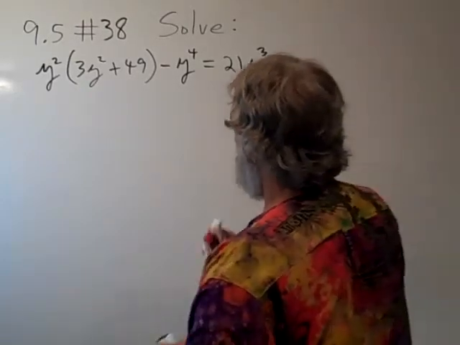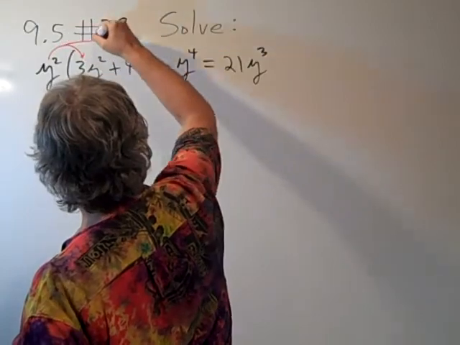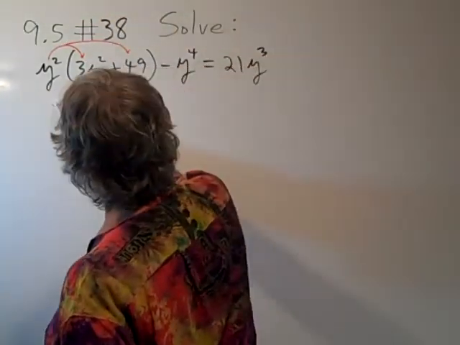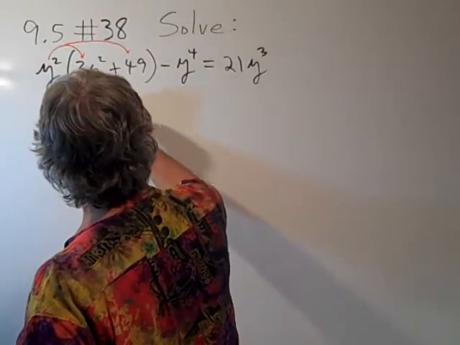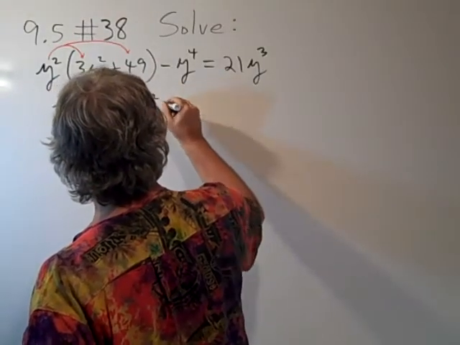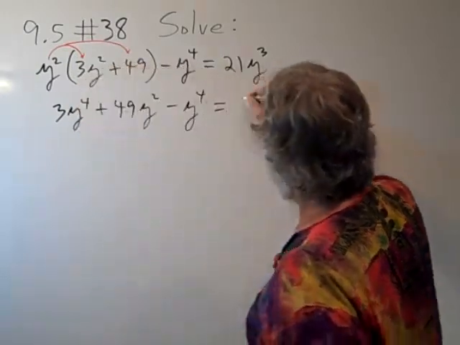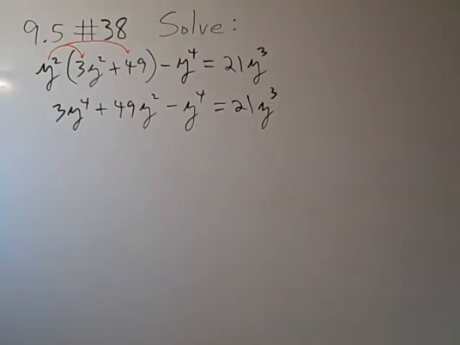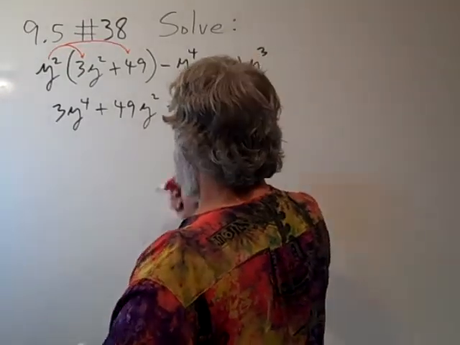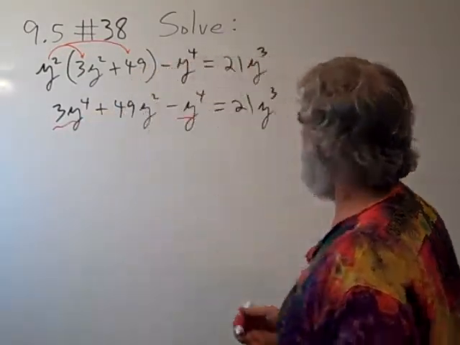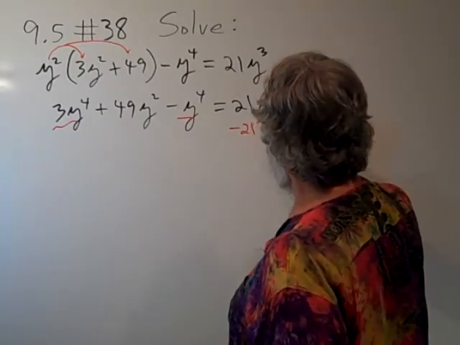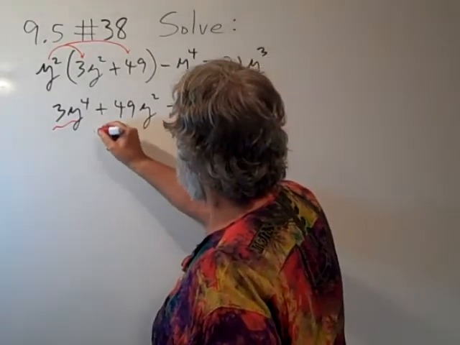Okay, one way to approach this is to just distribute out the y squared here. We end up with 3y to the 4th power plus 49y squared minus y to the 4th equals 21y to the 3rd power. Now we have 3y to the 4ths minus y to the 4th. That leaves 2y to the 4ths. Also, let's take away 21y cubed from both sides.